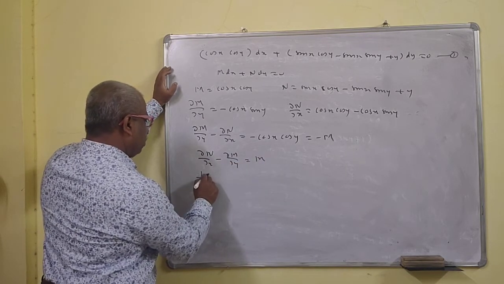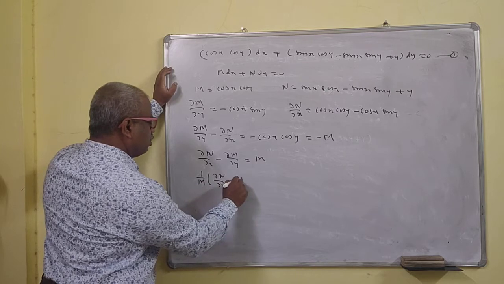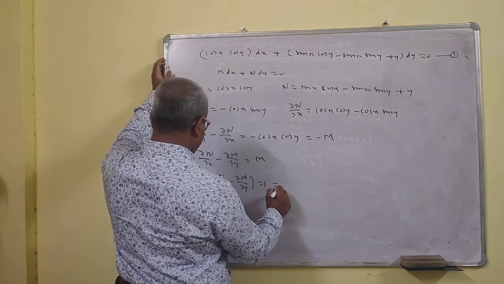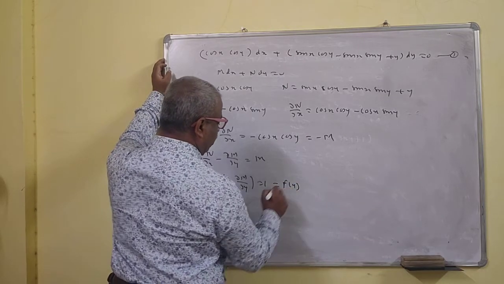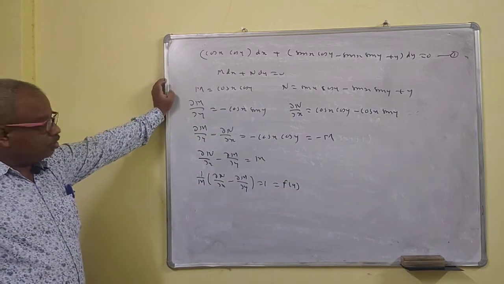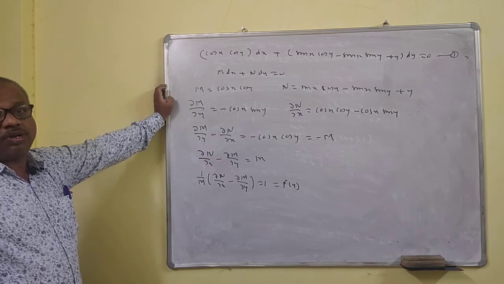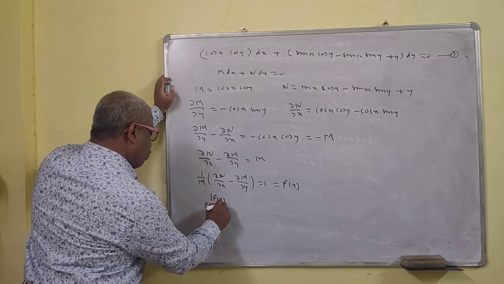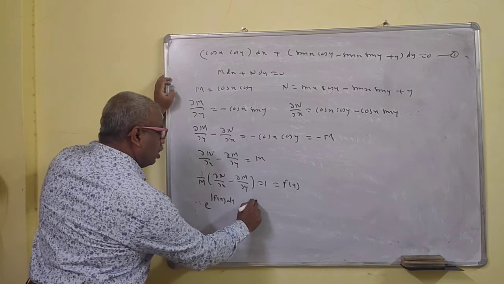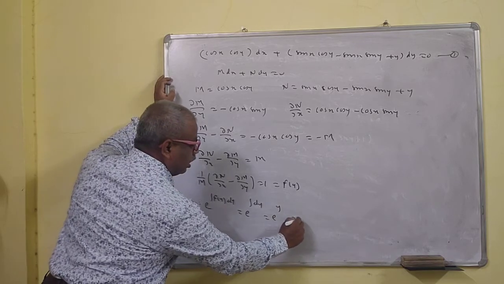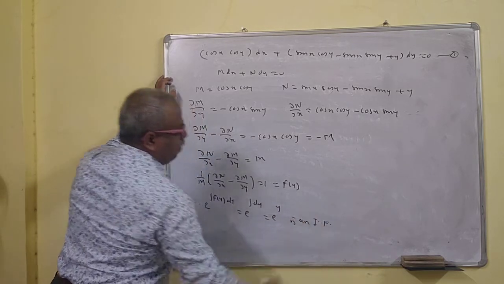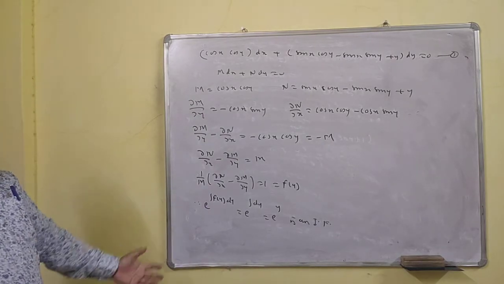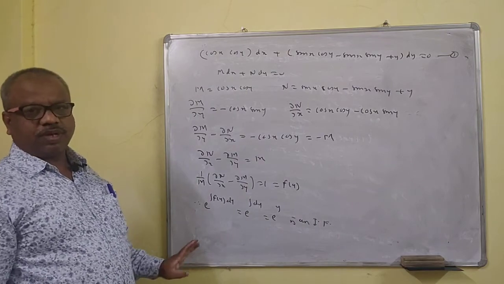So 1 upon M times (dou N by dou x minus dou M by dou y) is equal to 1. This is only a function of y, so f of y is constant. It should be a function of y because we have to integrate with respect to y only. Therefore e raised to integral of f(y) dy, e raised to integral of dy, is e raised to y, the integrating factor. If the question only asks to find the integrating factor, just stop here.